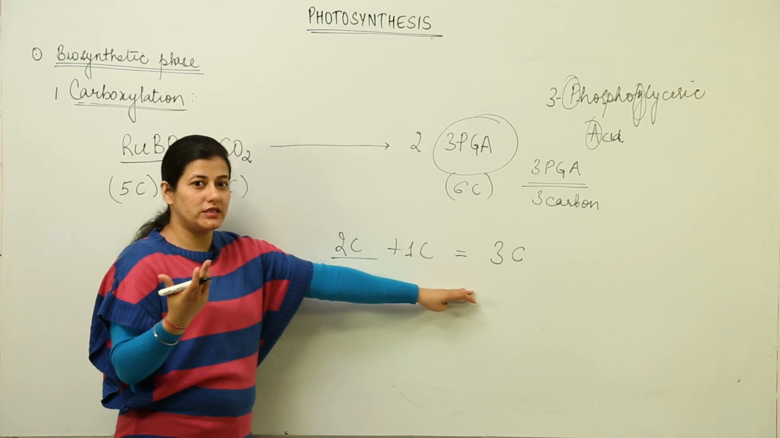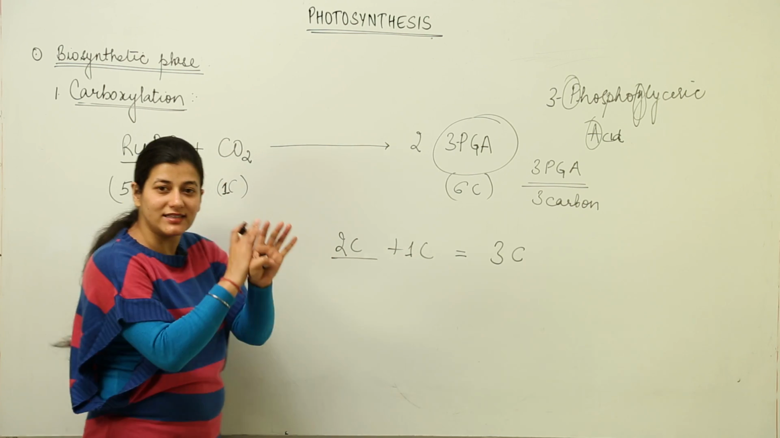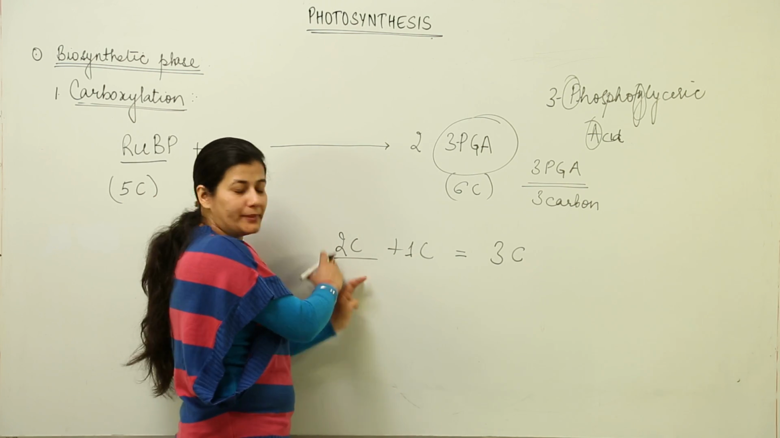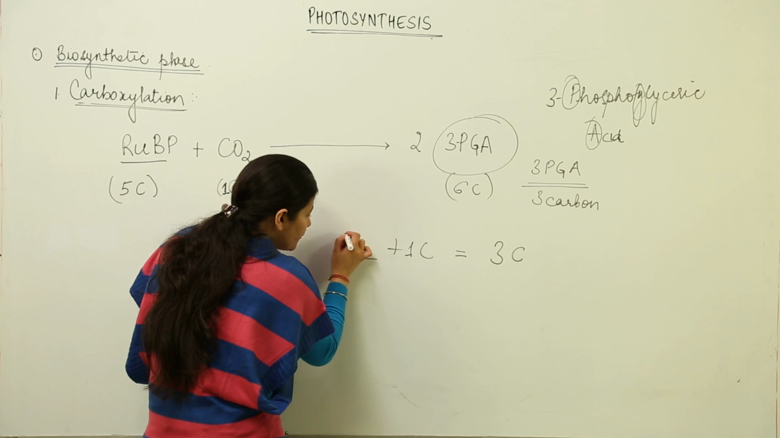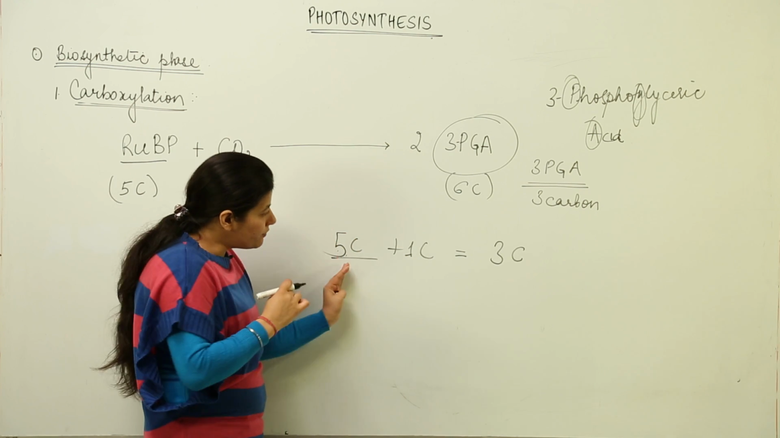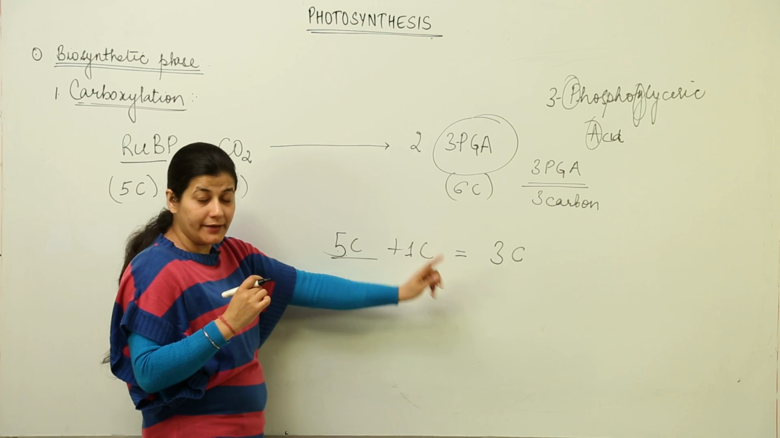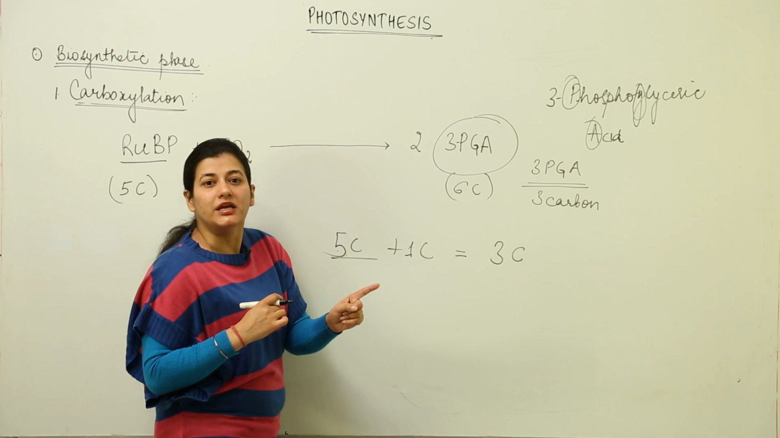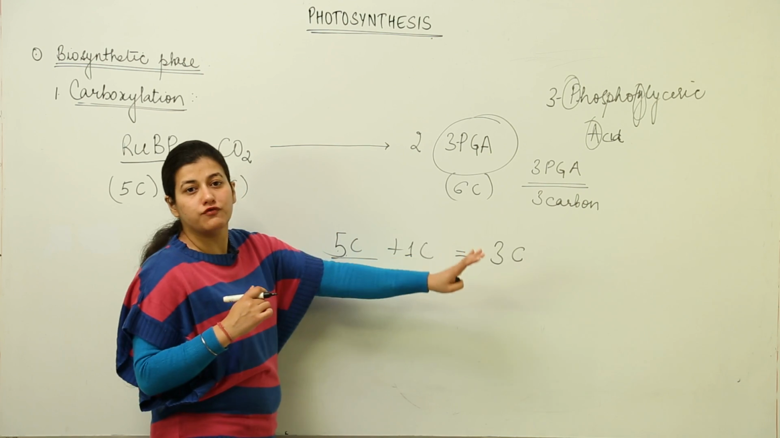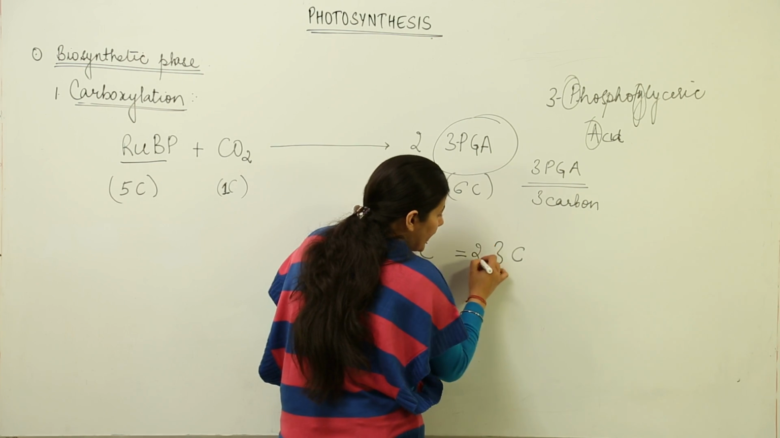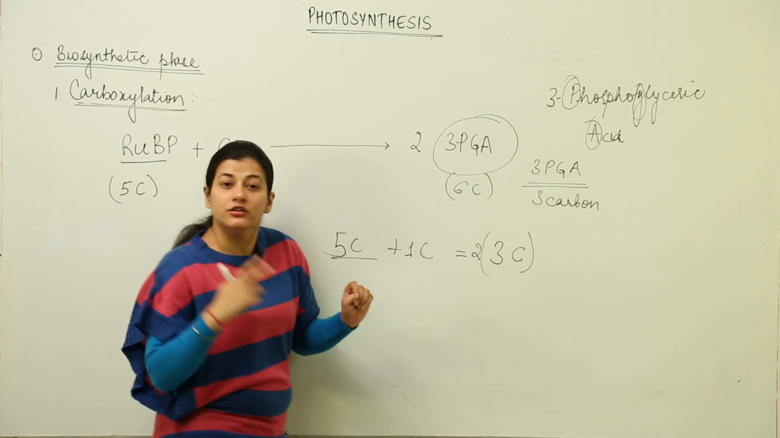But later on with studies, it was established that this is not a 2 carbon compound that combines with 1 carbon dioxide. Rather, it is 5 carbon compound that combines with 1 carbon dioxide. It forms an intermediate, a reactive intermediate in the beginning, and it leads to formation of 2 compounds which are having 3 carbons.